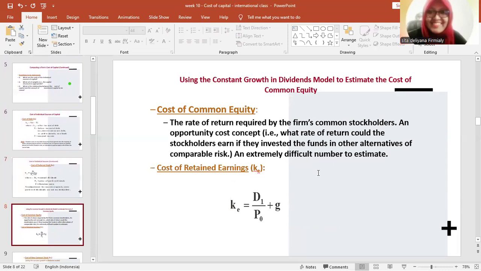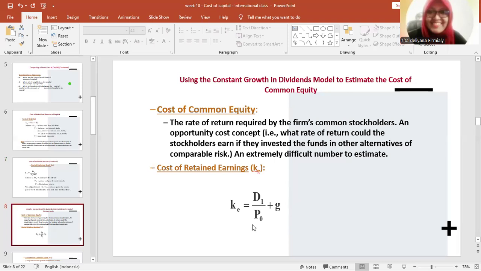And then the third source is the cost of common equity, the rate of return required by the firm's common stockholders. It is an opportunity cost concept. For example, what rate of return could the stockholders earn if they invested the funds in other alternatives of comparable risk? It is an extremely difficult number to estimate, but technically you can calculate it by using the Gordon model as well as the DCF formula.